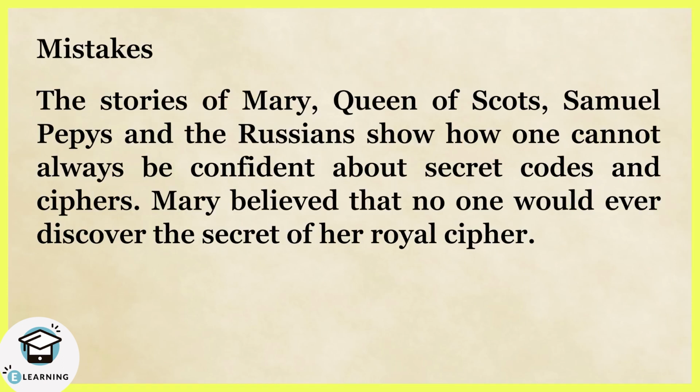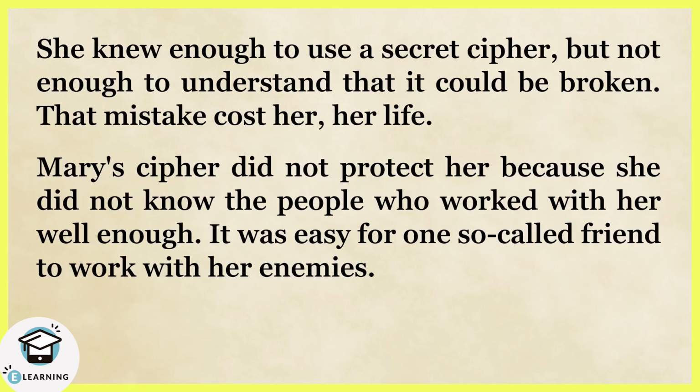Mistakes. The stories of Mary, Queen of Scots, Samuel Pepys, and the Russians show how one cannot always be confident about secret codes and ciphers. Mary believed that no one would ever discover the secret of her royal cipher. She knew enough to use a secret cipher, but not enough to understand that it could be broken. That mistake cost her her life.